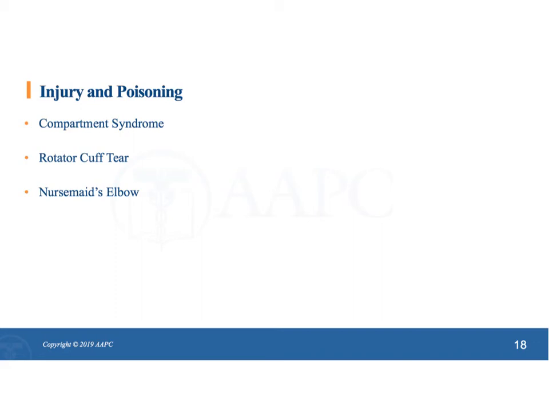It holds the head of the humerus in place. When this cuff is torn, surgery may be necessary and can be either open or arthroscopic, meaning the use of an endoscope. Nursemaid's elbow involves the elbow. It is a partial dislocation of the head of the radius. It is also called a malgagnia luxation. And we learned earlier that a luxation is a complete dislocation.